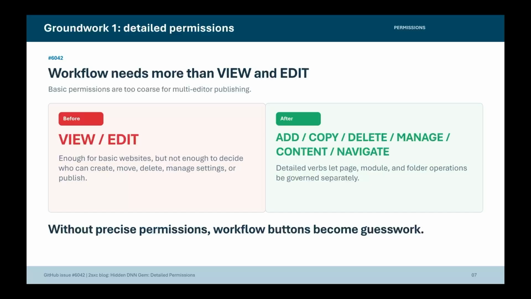In older versions of DNN, so 9 and older, you are used to seeing only view and edit permissions on pages, on modules, on files. But that is not enough to create a complete workflow. We need more detailed permissions like add, copy, delete, manage content, and so on. All that was possible through the DNN framework, but was never introduced in DNN before. So we sat down and tried to make that functionality, and that was our first goal. We started with that one.